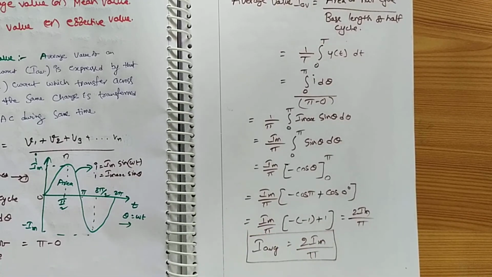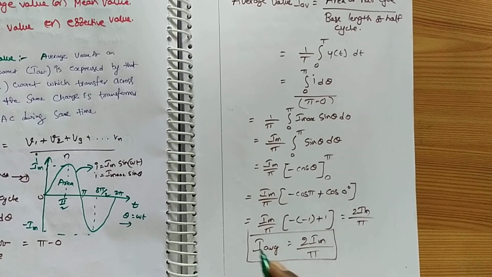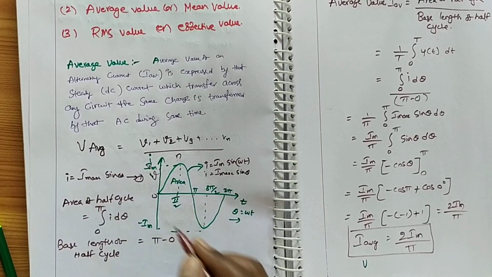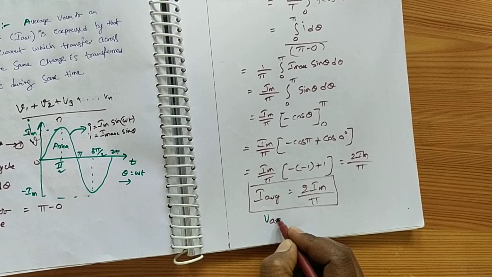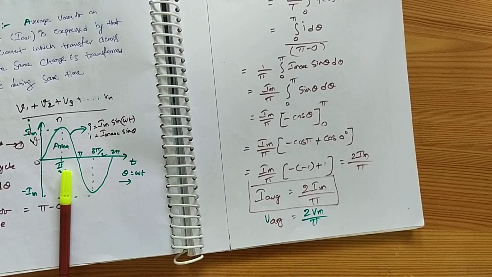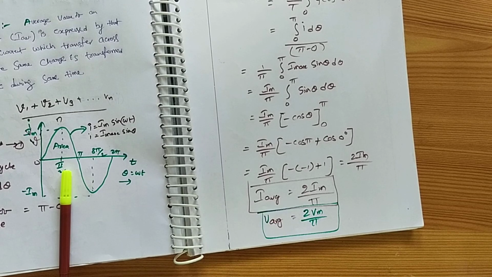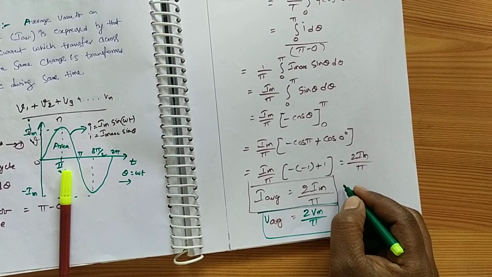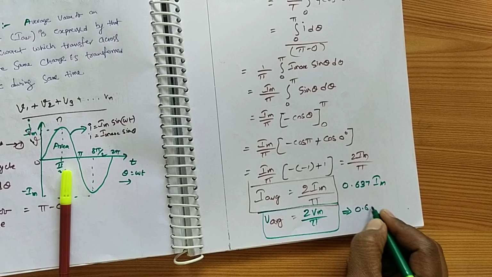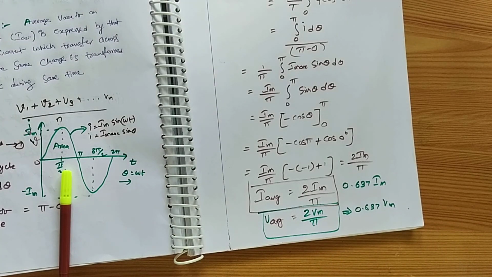This is the average value of an alternating quantity. We can represent V average also: if we consider voltage with maximum value Vm, similarly V average equals 2 Vm by pi. This is the average value calculation. The value of 2 by pi is 0.637, so I average is 0.637 Im and V average is 0.637 Vm. Similarly, we will derive the RMS value.